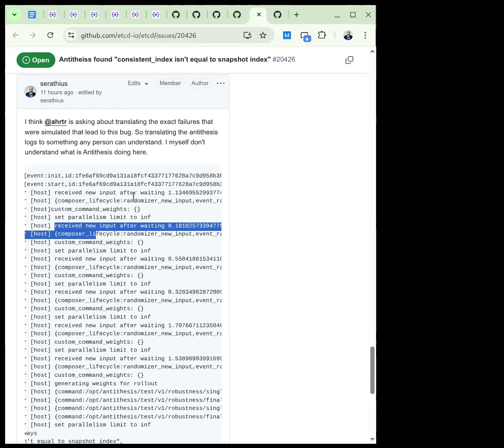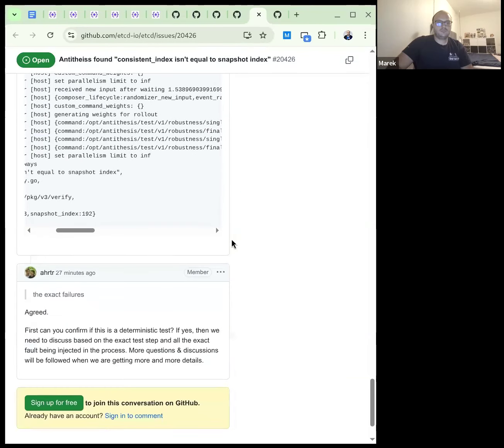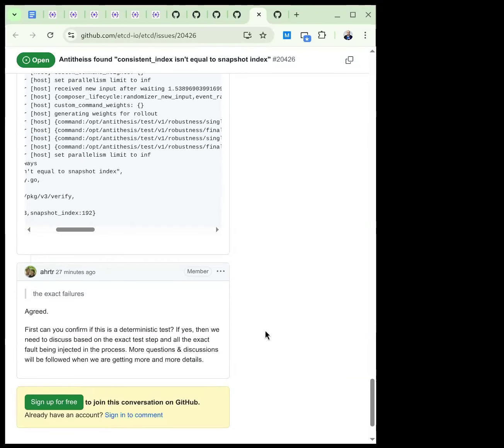I guess that's a good step, to categorize what action, like the set parallelism limit, is creating which type of error. I think that makes sense. Yeah.